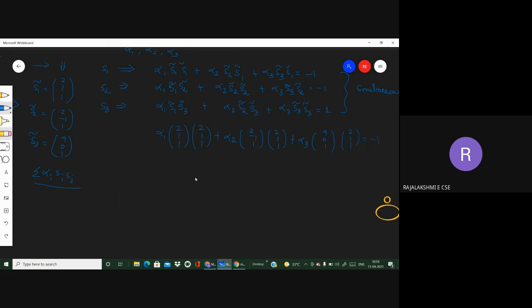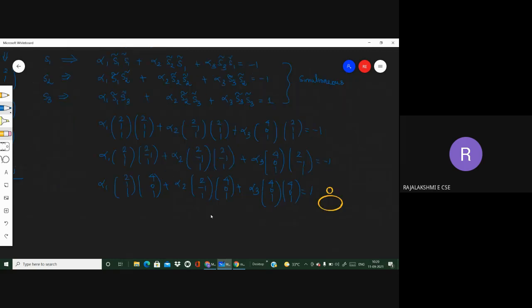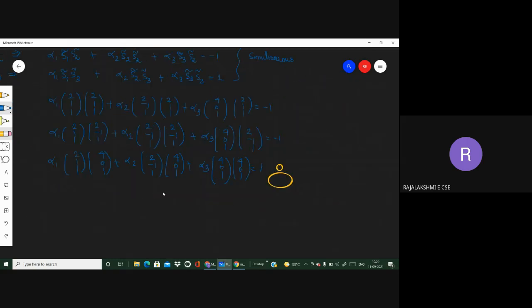Similarly, when I write the equations for S2 and S3, I'll be getting alpha 1 into 2 1 1 into 2 -1 1, plus alpha 2 into 2 -1 1 into 2 -1 1, plus alpha 3 into 4 0 1 into 2 -1 1, which is equal to -1. Again, alpha 1 into 2 1 1 into 4 0 1 plus alpha 2 into 2 -1 1 into 4 0 1 plus alpha 3 into 401 into 401, which is equal to +1. Okay, clear? Clear how we are writing this equation?